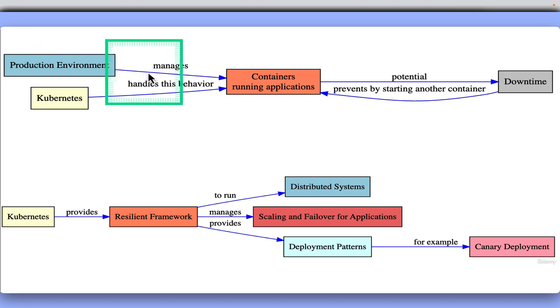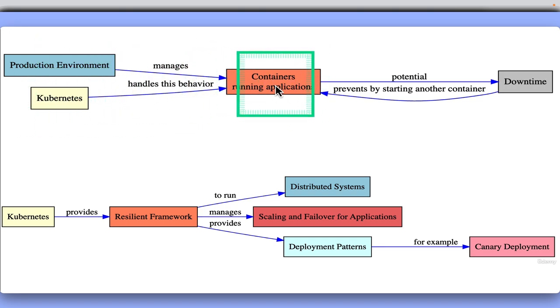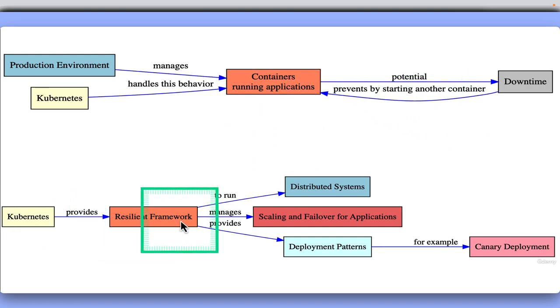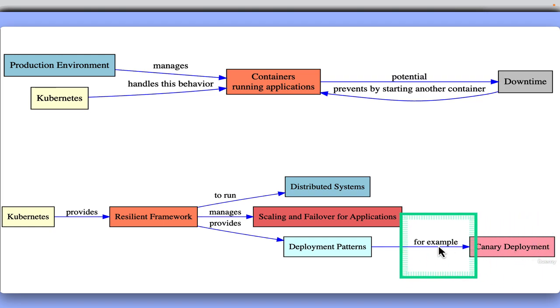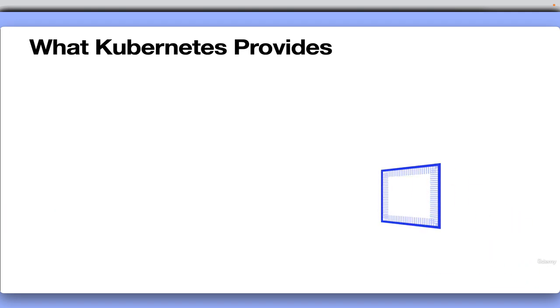A production environment manages containers running applications, and Kubernetes can handle this behavior. If you just have containers, there's potential for downtime, but Kubernetes prevents it by starting another container. Kubernetes provides a resilient framework to run distributed systems. It manages scaling and failover for applications. It provides deployment patterns, for example canary, blue-green, A/B testing, or any other strategy to distribute the traffic or do some kind of testing.